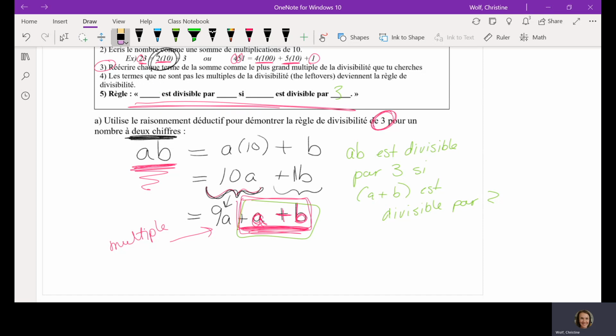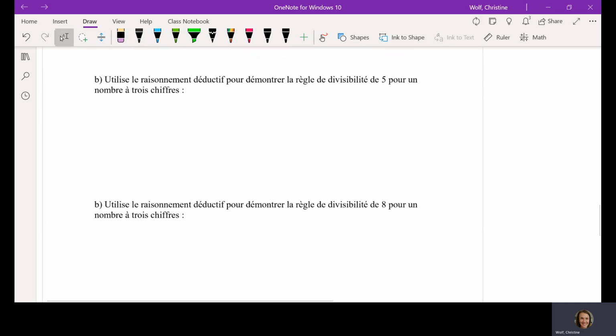OK, on va faire une autre. OK, utilise le raisonnement déductif pour démontrer la règle de divisibilité de 5 pour un nombre à 3 chiffres. OK, so we know if something is divisible by 5, it ends in a 0 or a 5. The last digit is what's important, right? All we do is look at the last digit. OK, so ça veut dire que c'est 3 chiffres. So A, B, C is what I'm using. La première étape dit de réécrire ça comme les multiples de 10. So le A is your 100 spot. So c'est 100 A. Le B is your 10 spot. So 10 B. And then le C est l'unité, nothing.